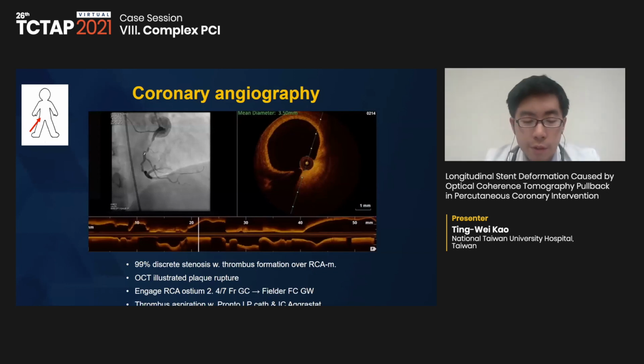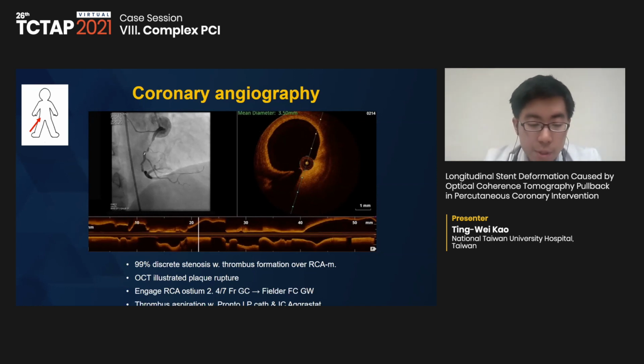We accessed from the right femoral artery. A 90% discrete stenosis at the middle right coronary artery was demonstrated, and OCT illustrated local plaque rupture. The RCA ostium was engaged with a 7 French guiding catheter, followed by a guide wire reaching the distal segment after piercing through the culprit lesion.